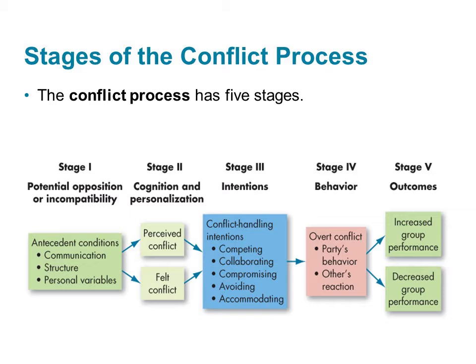Once people perceive and experience a conflict in stage 2, they prepare to respond with one of several different intentions in stage 3. In many cases, these intentions are translated into behavior in stage 4, and the outcomes of the conflict process appear in stage 5. So let's take a quick look at each one of these stages for a better understanding of the factors that you need to consider when you're trying to manage any conflict.